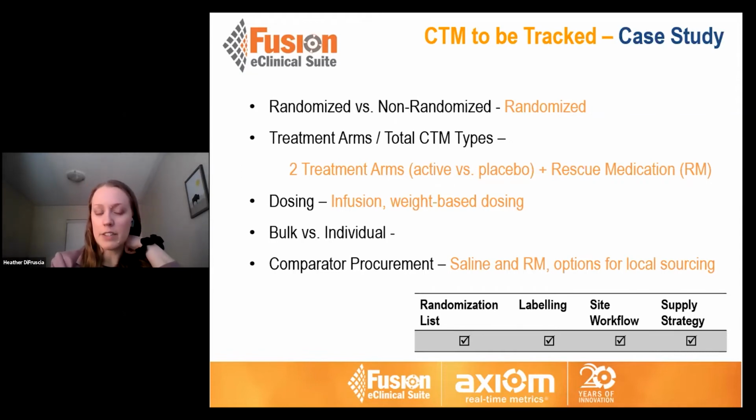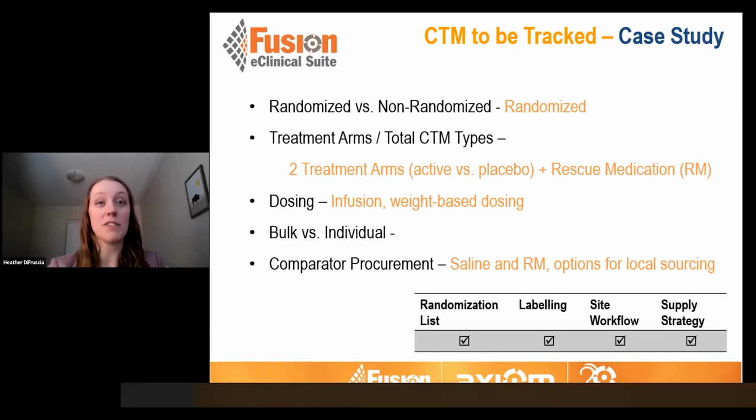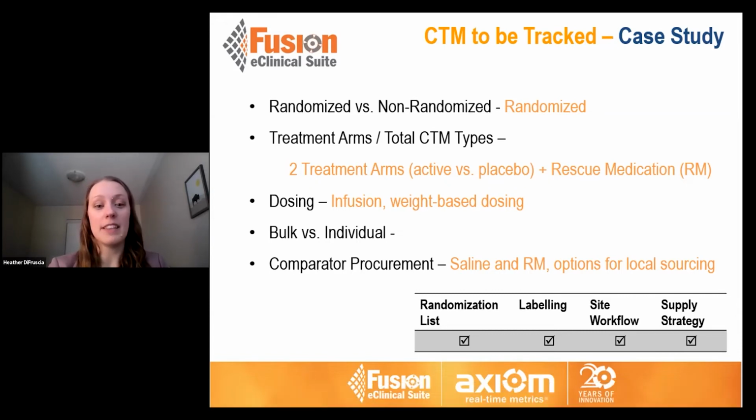So when we're looking at our different treatment arms, and this comes down to an item that we're going to get into a bit later, what's that site workflow? Are we able to have an unblinded pharmacist? Is that something that can be supported? Does that make sense when it comes to the infusion activities, or is it something that can still be blinded enough? And of course, if we're looking at the comparator procurement, if we are going to have any local sourcing, that could be for saline. We could also do that for the rescue medication as applicable, but that's going to have some additional challenges.